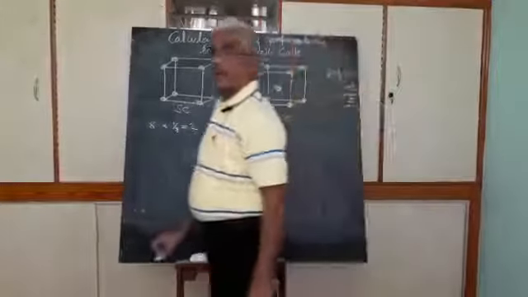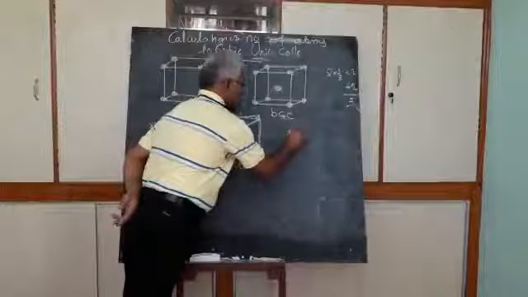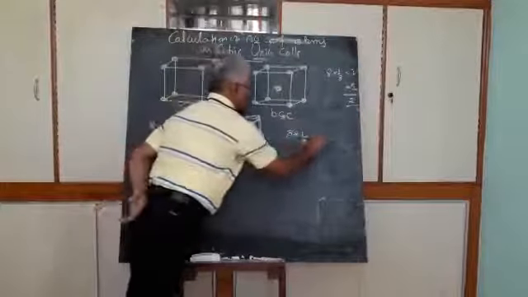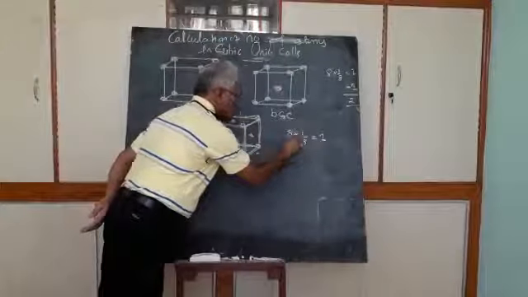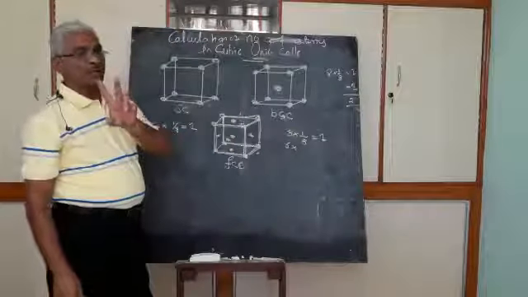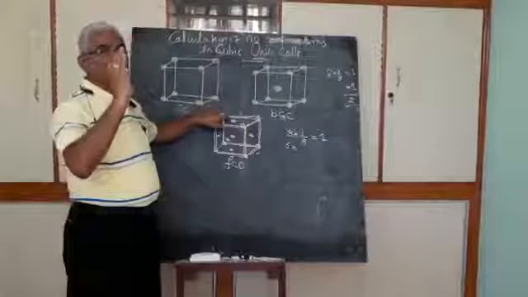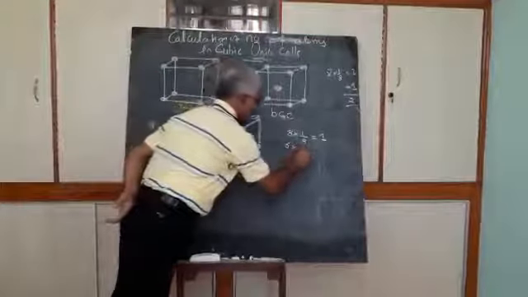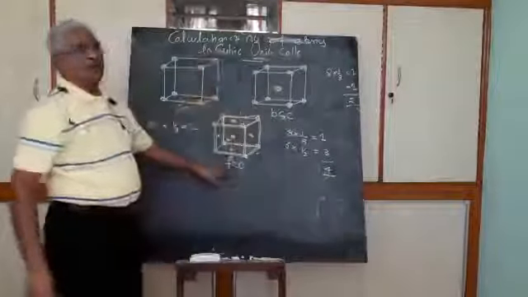Coming to FCC. In FCC we have same 8 atoms in the corner. That means the same calculation. 8 atoms share 1/8. So total is 1. What about the atoms at the face centers? There are 6 faces, 6 atoms. But one atom is shared by 2 unit cell means for this unit cell, an atom at the face center is available only half. So for this unit cell, this is only half. That means 6 into half means 3. So totally 4 atoms are present in the FCC unit cell.